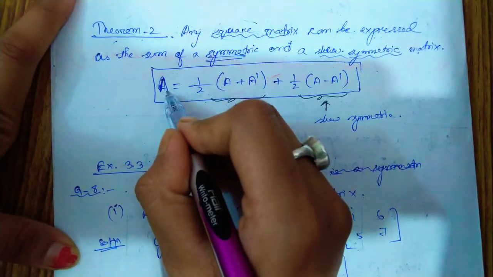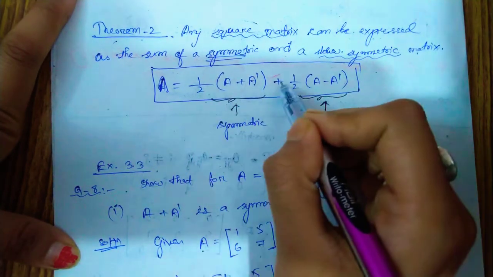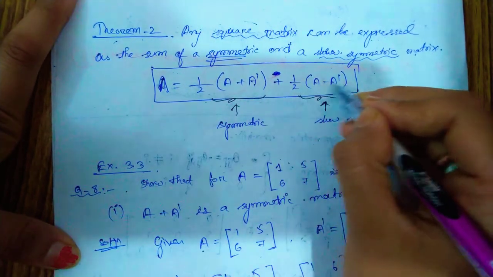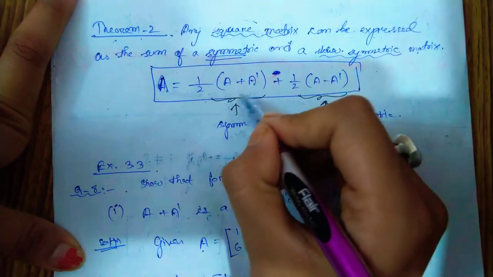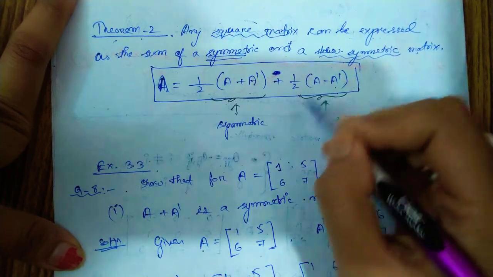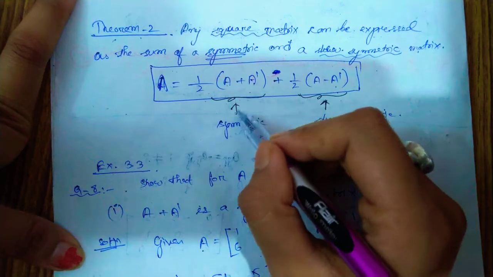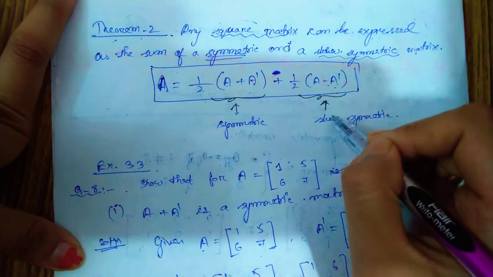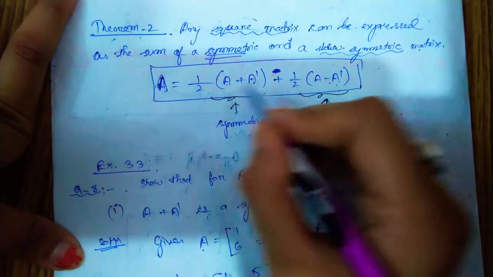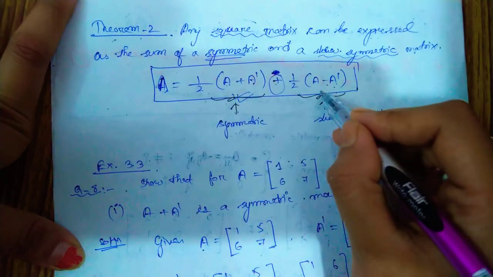So take a square matrix A. We can write A as half of A plus A transpose plus half of A minus A transpose. A plus A transpose is a symmetric matrix and A minus A transpose is a skew symmetric matrix. From the previous theorem, for any square matrix A, A plus A transpose is symmetric and A minus A transpose is skew symmetric, and A can be written in this way.